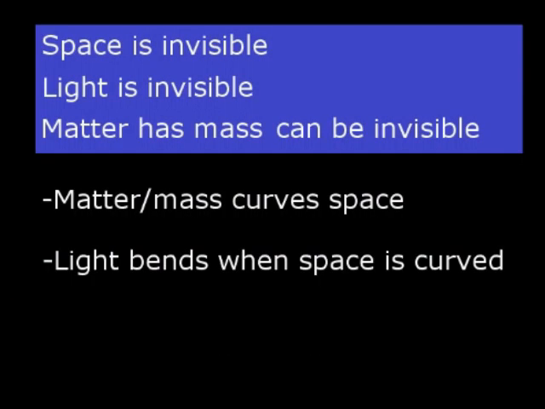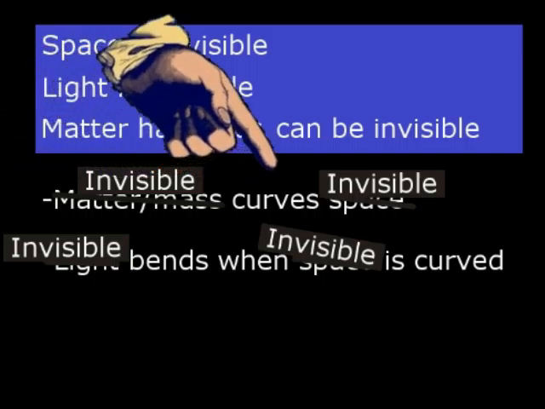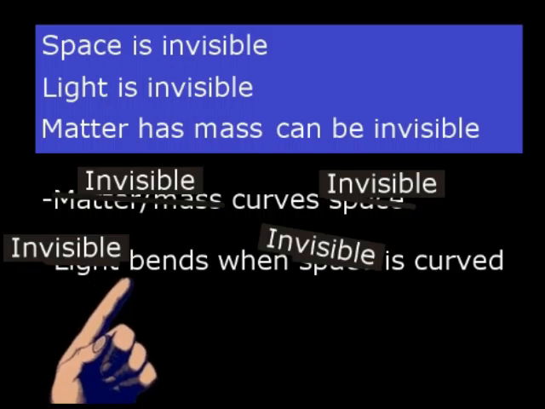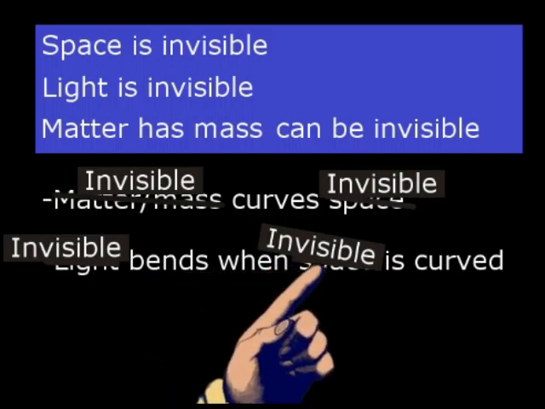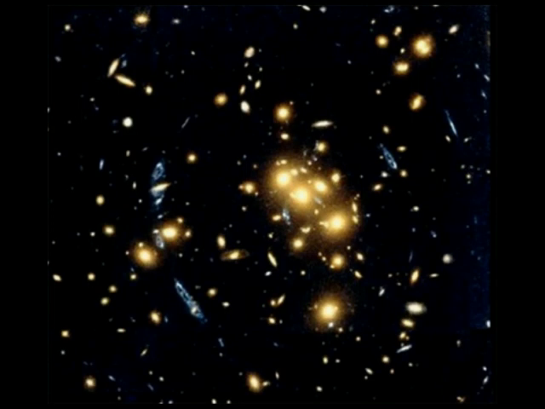Now we need to cancel out all these other things. So matter and mass is invisible, and let's see, space is invisible, and light is invisible, and space is invisible. Okay, so what we have now is that invisible stuff curves space, which is invisible, and light, which is invisible, bends when space, which is invisible, is curved. And they know all this from the image. They're using the image of the cluster to weigh the cluster.